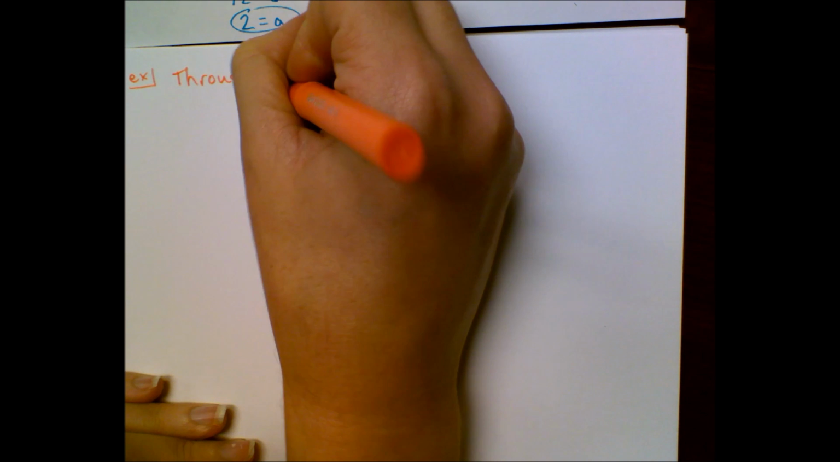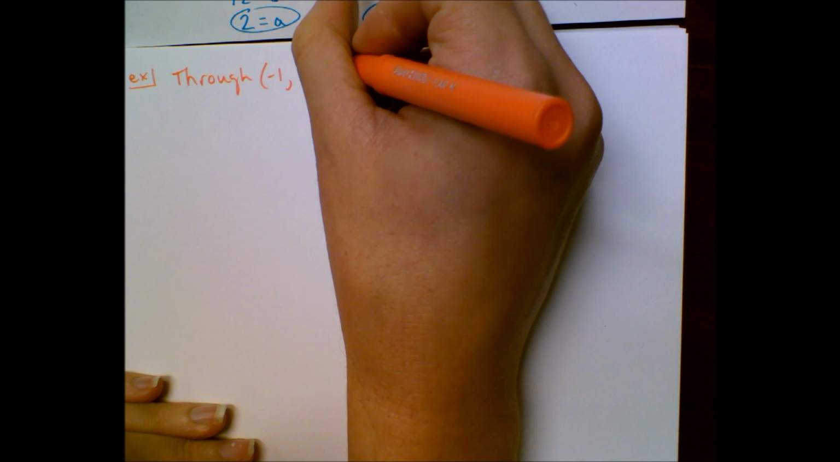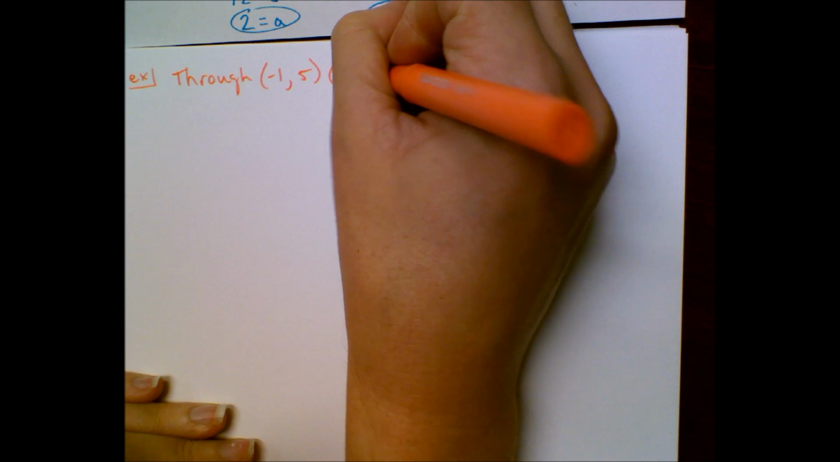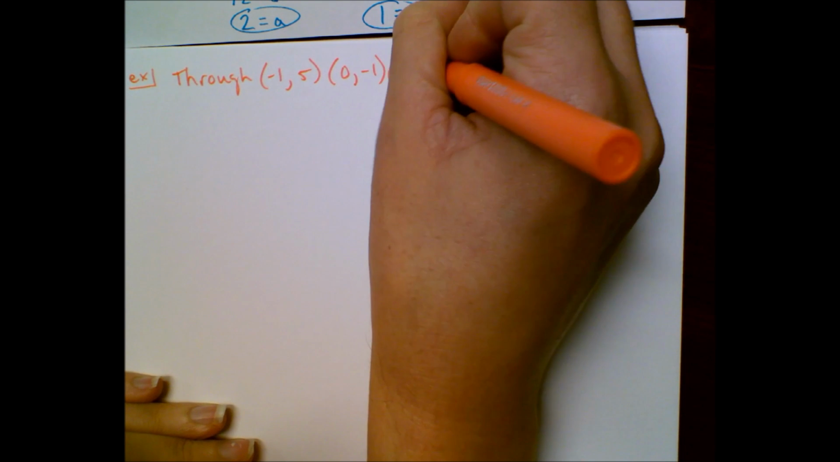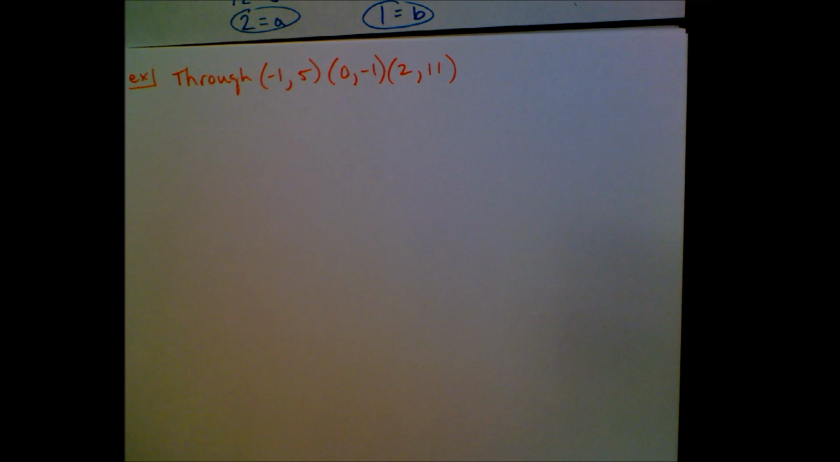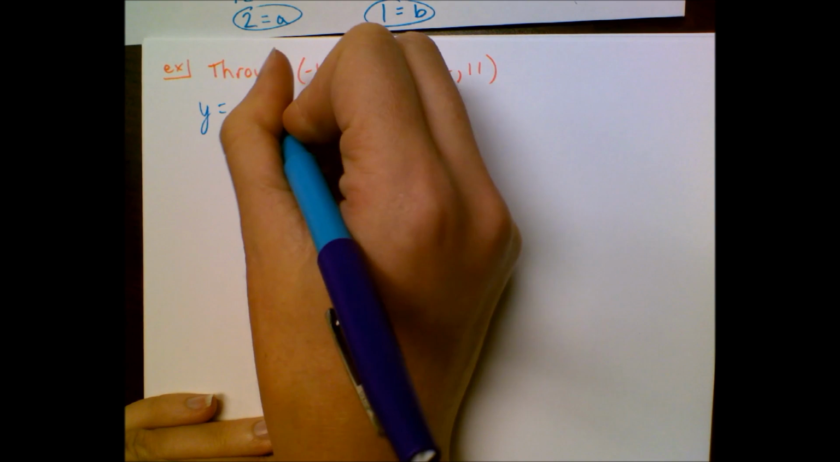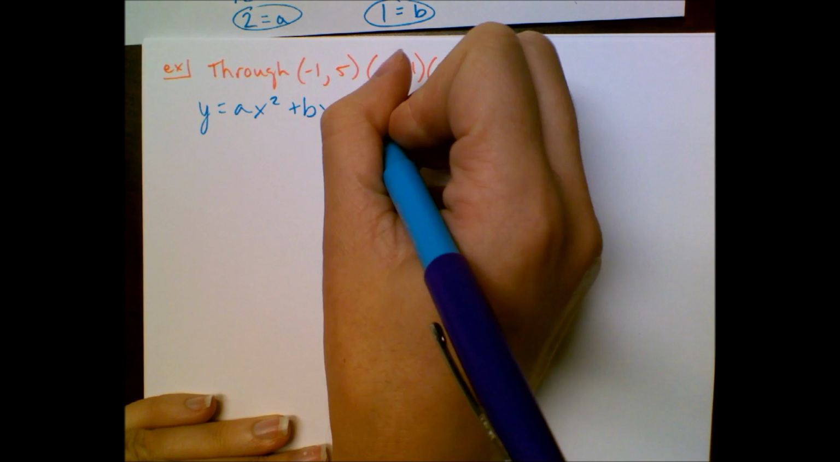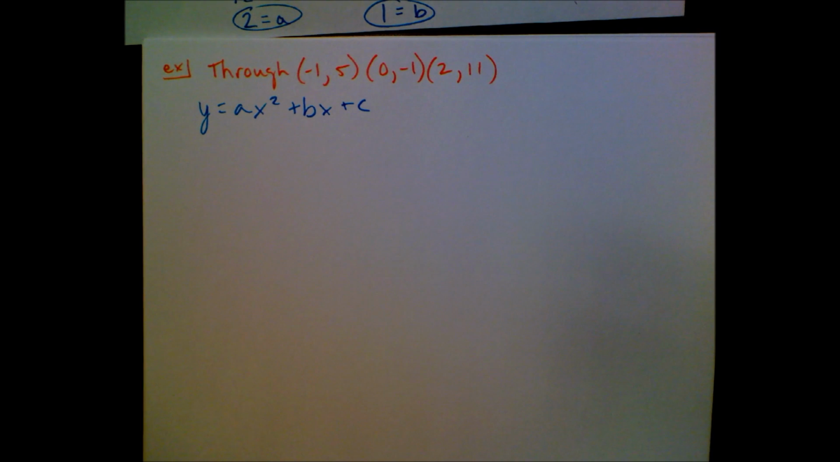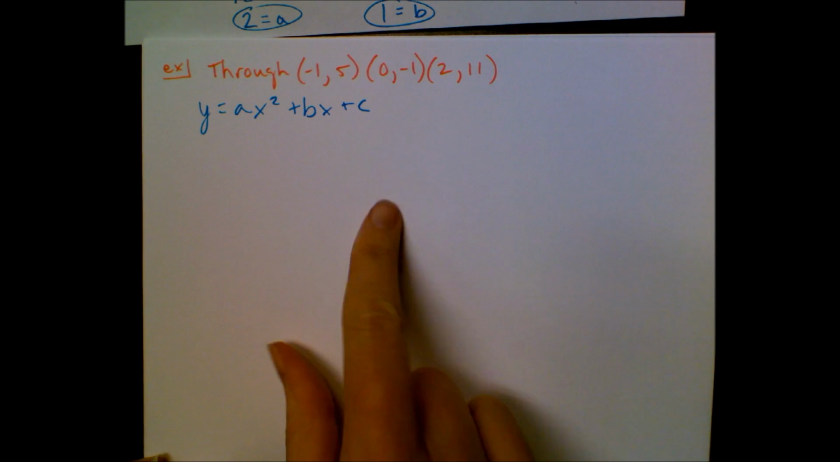Same situation. This is a parabola. Write the equation of a parabola that passes through, and here are three more points. Okay, so again, I'm going to start with my standard form equation. I'm going to plug in each of my points into that standard form equation 3 times.